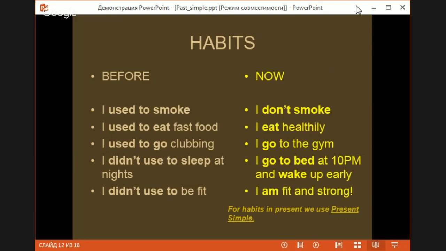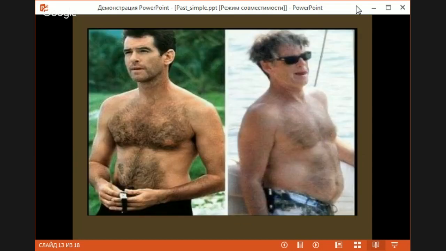And now I'm fit and strong. Good. So habits in the past, used to. Habits now, present simple. Good. Oh, girls, let's analyze now this person.